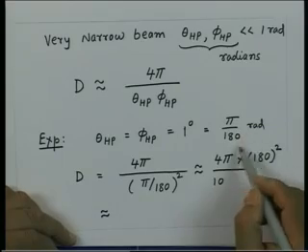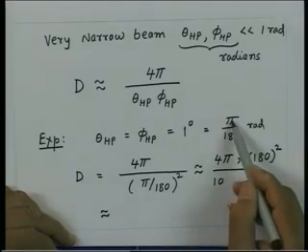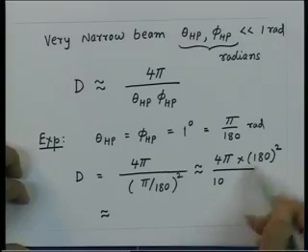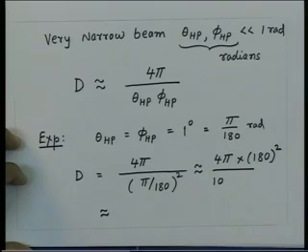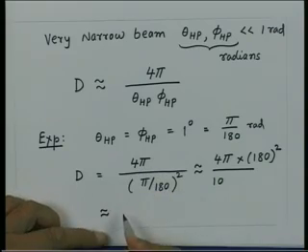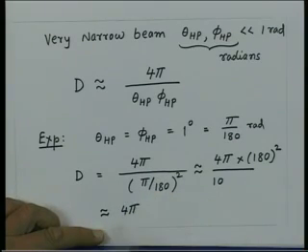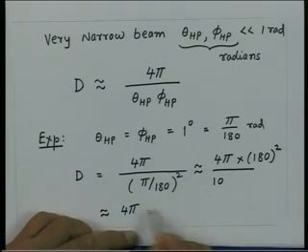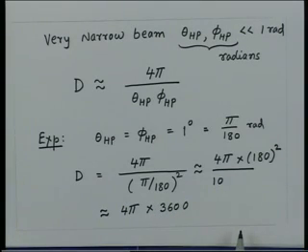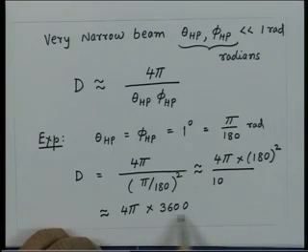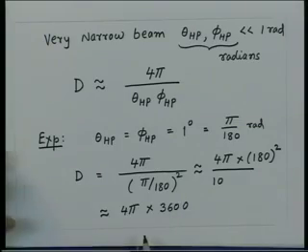So approximately, if I take pi upon 180, this is approximately 60 degrees, that is the approximation we can use. So that gives me 3600 multiplied by 4 pi. So you will see the directivity of this will be approximately 4 pi into this quantity, which is about 3600. So we now get a directivity of about 36 to 40,000.